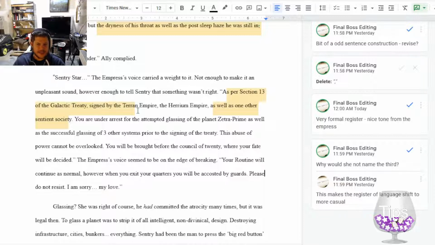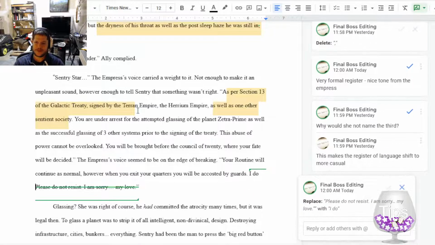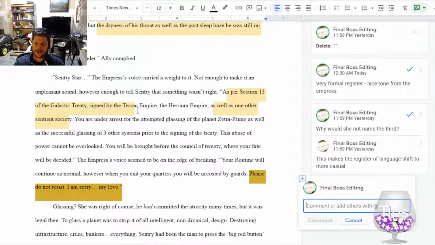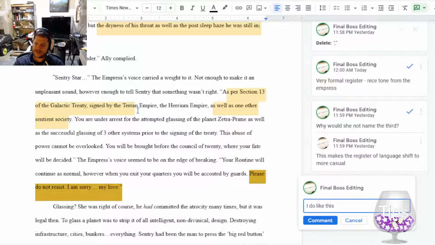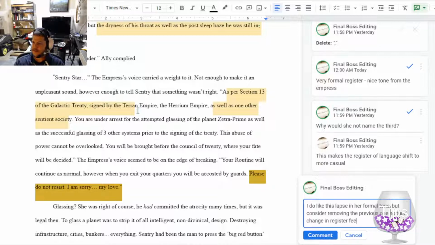I do like this break. I do like this lapse in her formal tone, but consider removing the previous one so this change in register feels more significant.